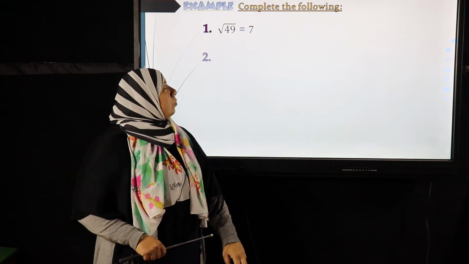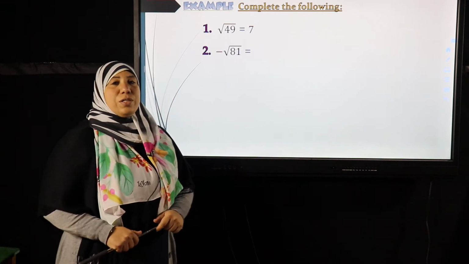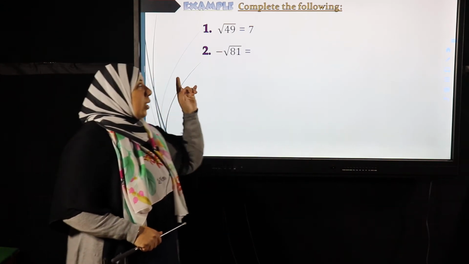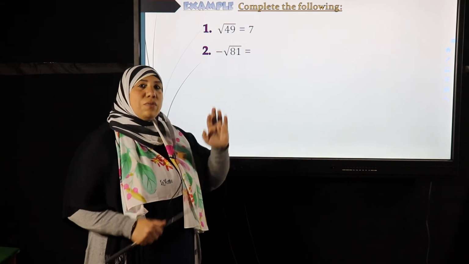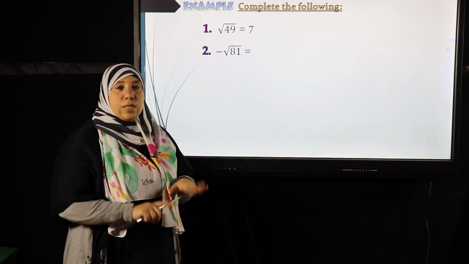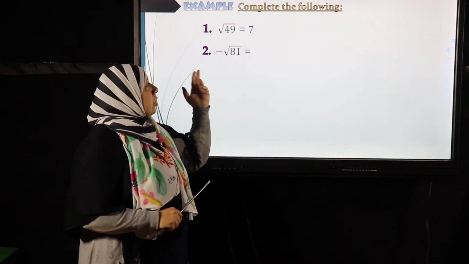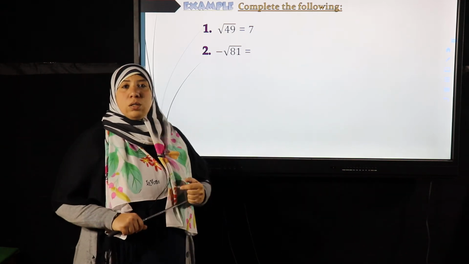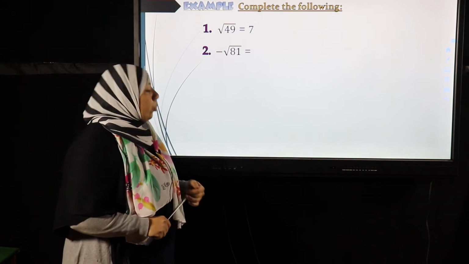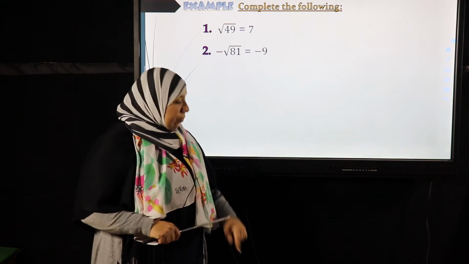Number 2, negative square root of 81. It can be a negative outside the root, but not inside the root. There is no square root of a negative number, but there is a negative root of any number. Negative square root 81 will be negative 9.